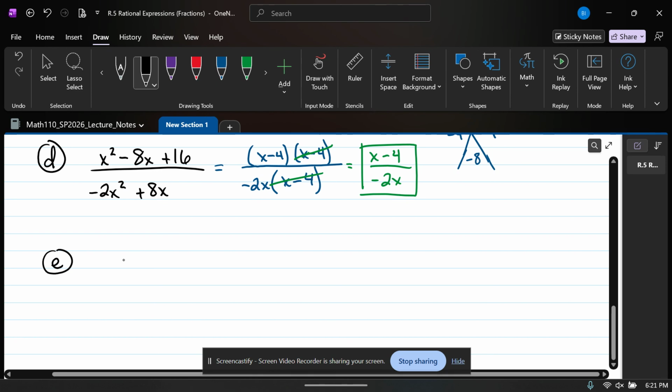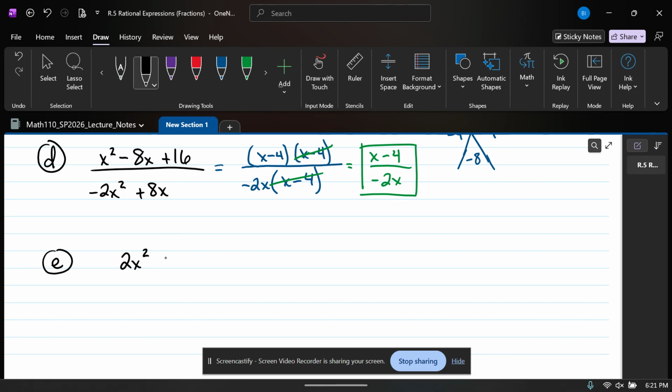Let's try one on your own here. So try one that's a little bit more difficult. 2x squared plus 7x minus 4 over 5x squared plus 20x. See if you can factor that and get something to cancel out.